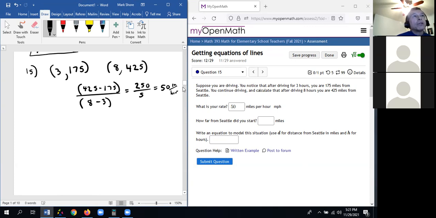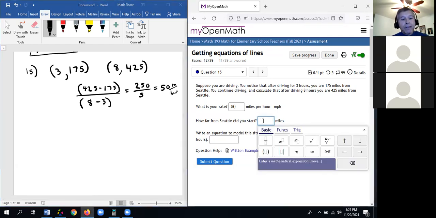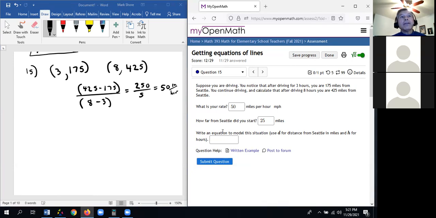Well, 3 hours of driving 50 miles per hour is 150, and 175 minus that 150 would be 25. And you know, there's nothing wrong with doing the problem that way. But I look down here and I see they want the equation anyway. So I'm going to go ahead and get the equation on this.